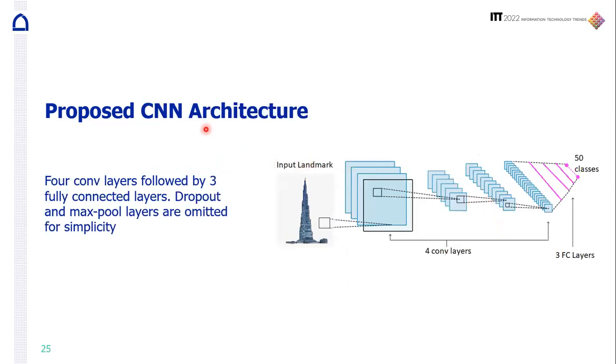This is the proposed CNN architecture. If you see, we have an input landmark image, and we have 4 convolution layers, followed by 3 fully connected layers, and the neural network can classify 50 classes. So we have 50 landmark types, and the CNN can classify all of them.